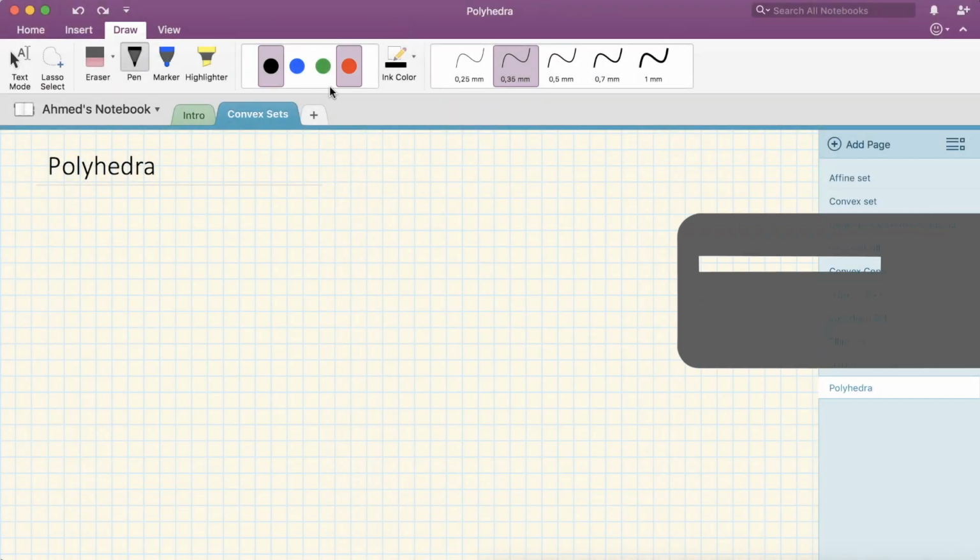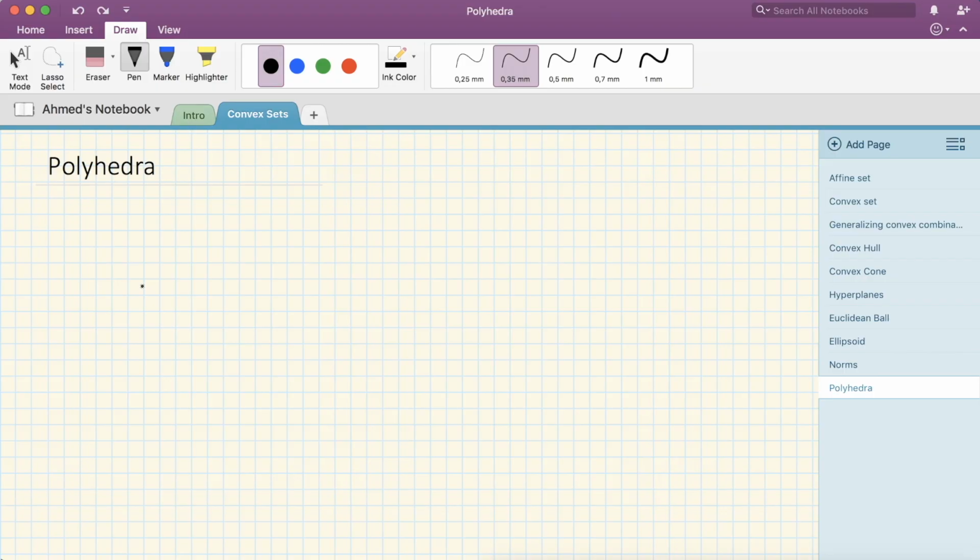Okay, let's talk about polyhedra, which is another type of convex set. A polyhedron is nothing other than an intersection of hyperplanes and half spaces.